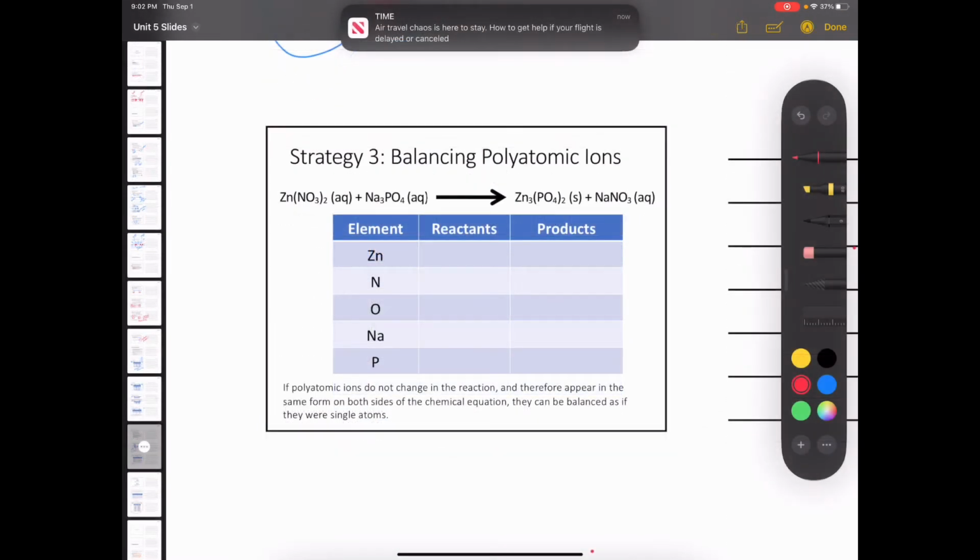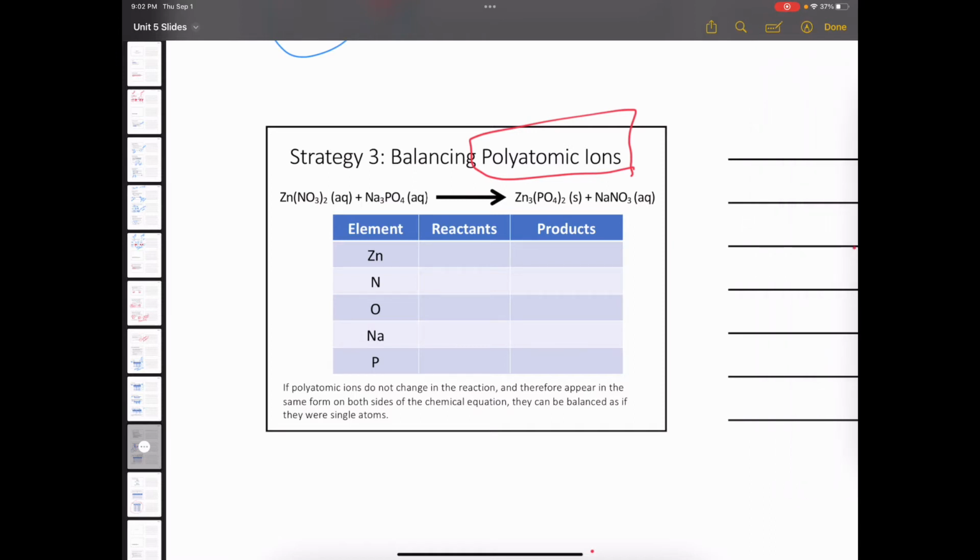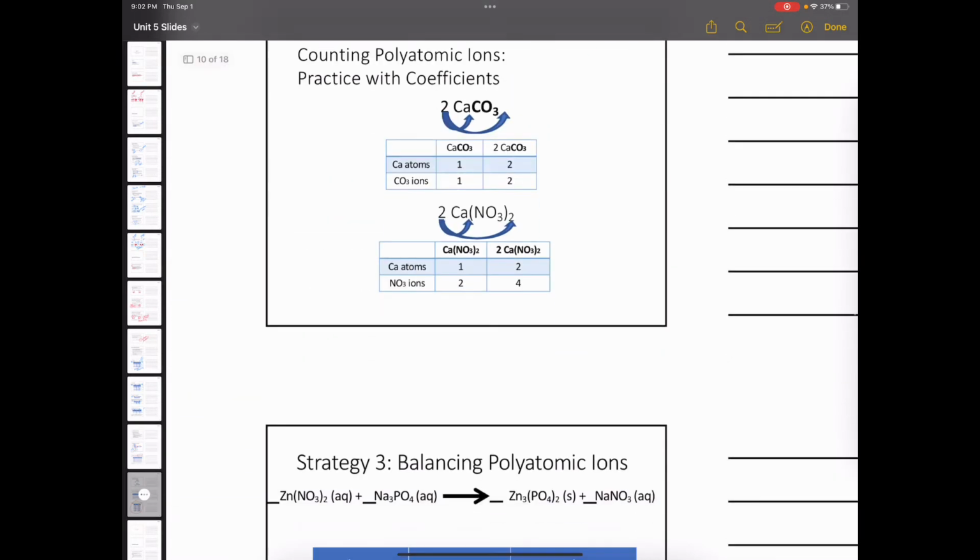So now let's try to balance a chemical equation with polyatomic ions. The term polyatomic ions, you should be familiar with at this point, because we did talk about polyatomic ions when we discussed the periodic table, when we talked about chemical bonding, covalent bonding, and so on and so forth.